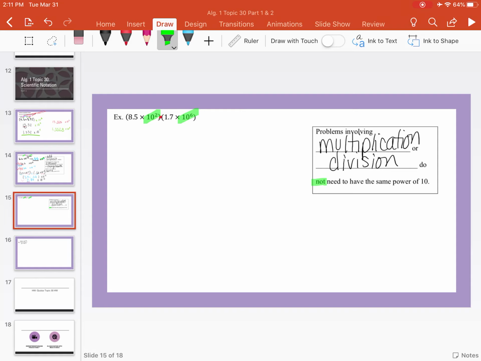So if I want to simplify this, I can regroup. Because multiplication is both commutative and associative, I can regroup these values together. So I'm going to regroup my numbers together: 8.5 times 1.7, and multiply that by 10 to the second power times 10 to the sixth power. Now remember when I said to think back to those properties of exponents? It's because they come in handy here.